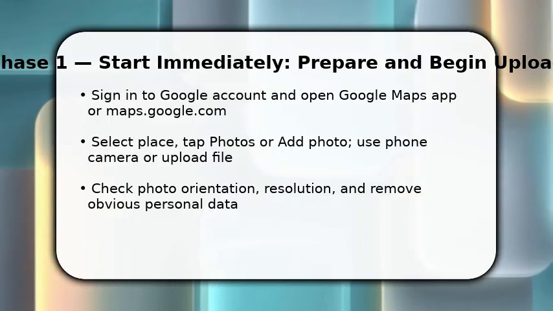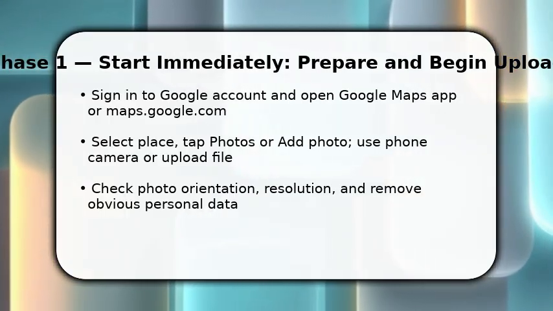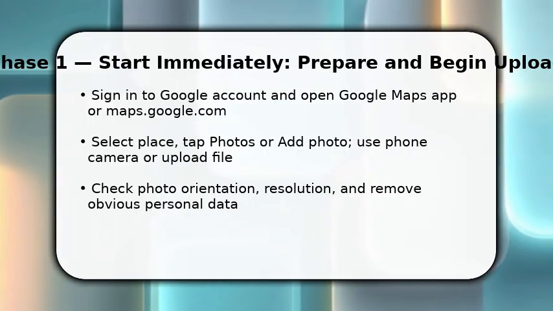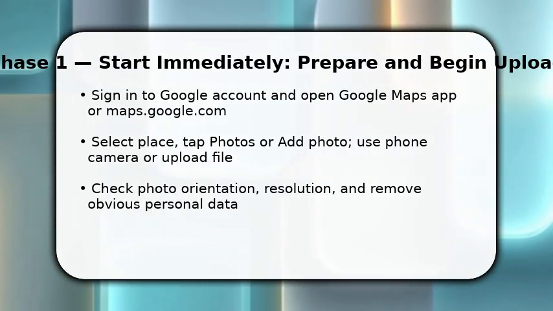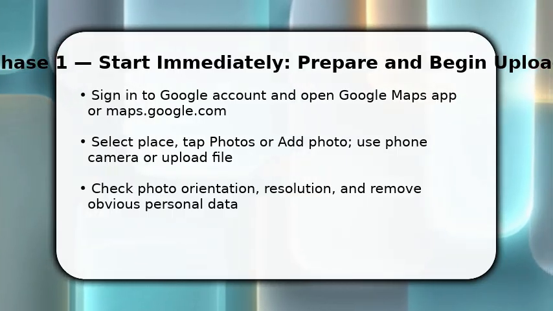You start by signing into the Google account tied to the business or profile. This lets you upload photos that associate correctly. Once signed in, open Google Maps and locate the place. Tap Photos or Add Photo to begin.